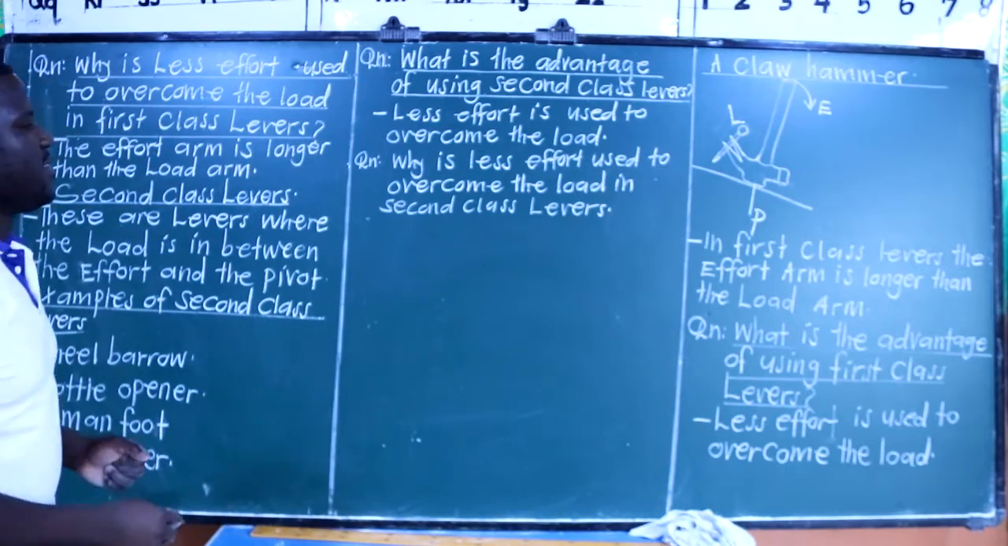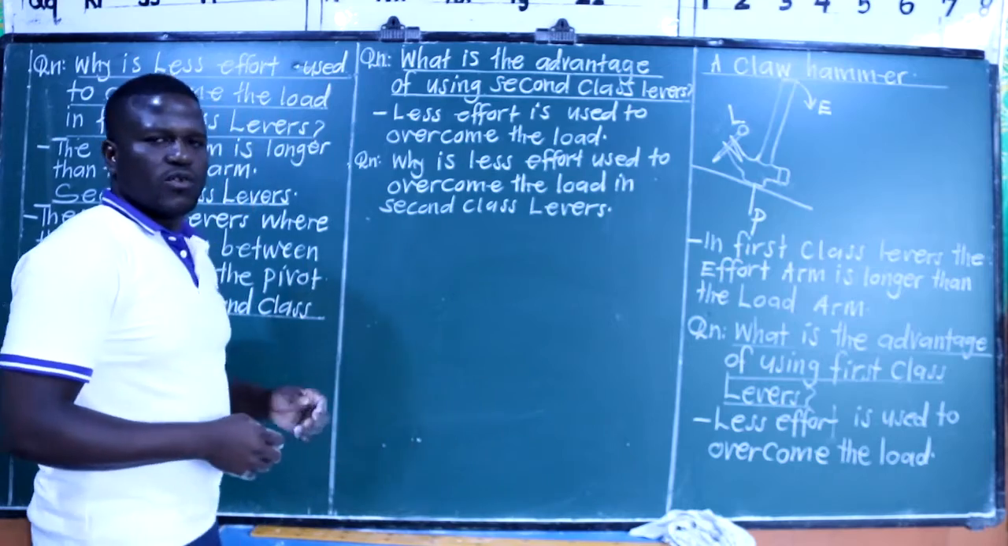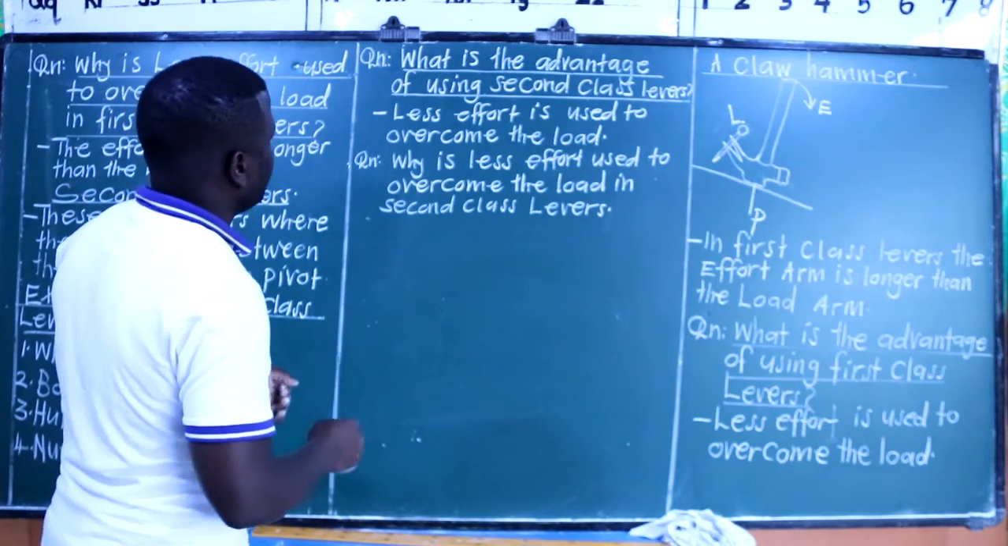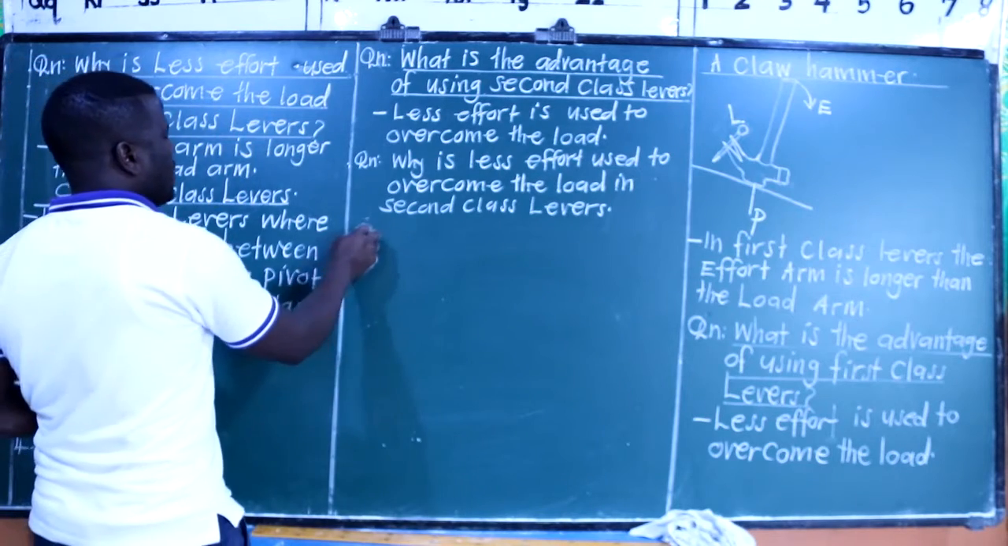Why is less effort used to overcome the load in second-class levers? So less effort is used to overcome the load because the effort arm is longer than the load arm.